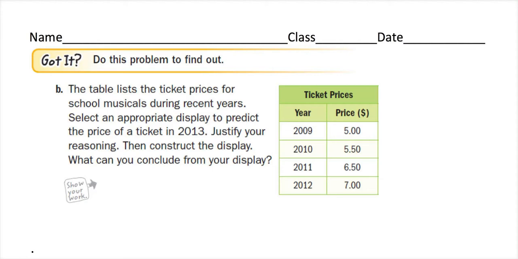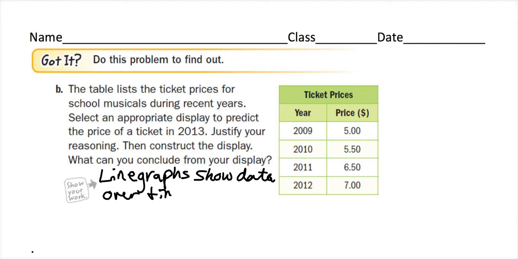we need to look at data over time. For data over time, that means we're actually going to make a line graph. So let's write that in here. Line graphs show data over time. Okay, so we are going to make a line graph.